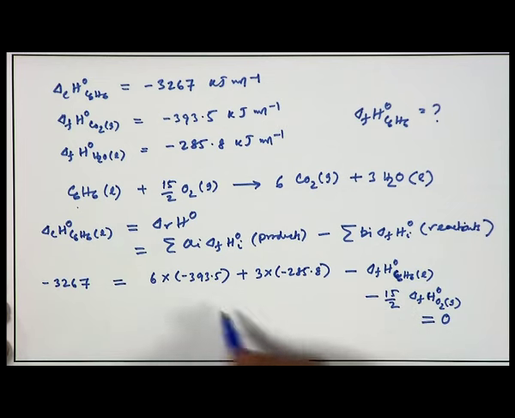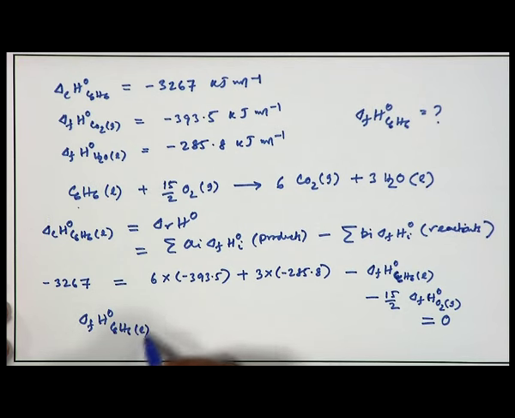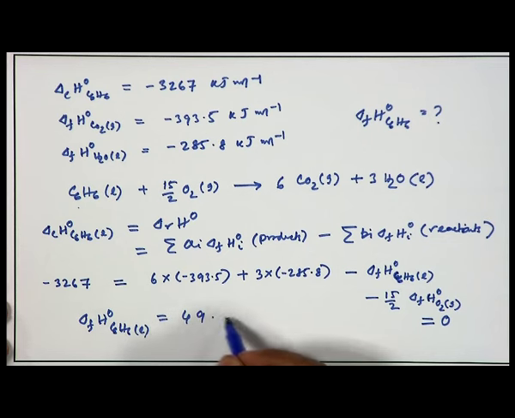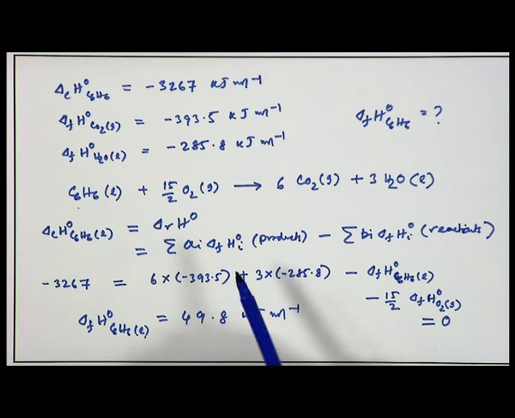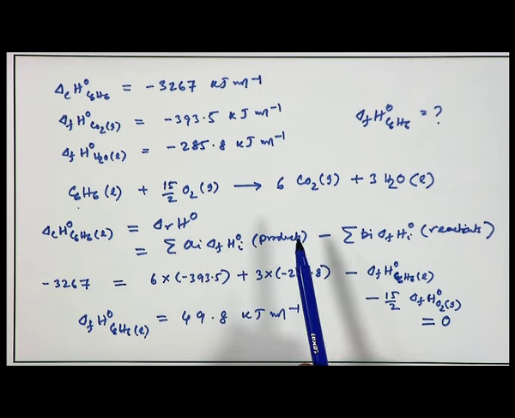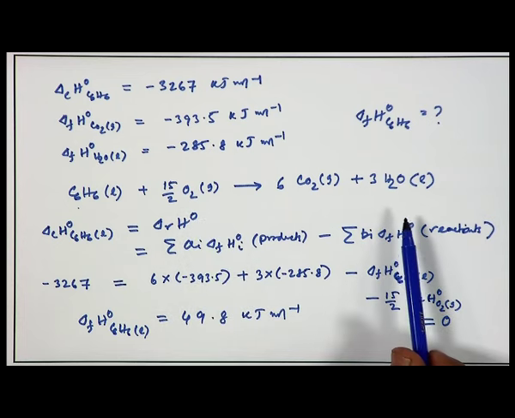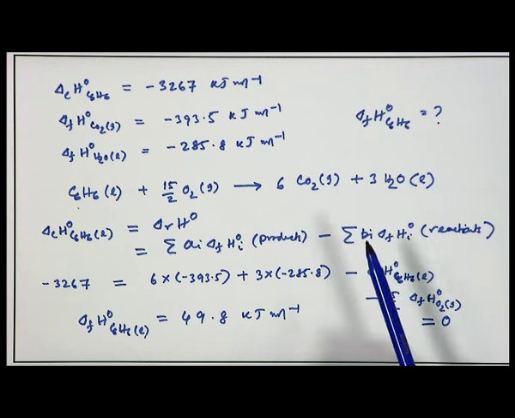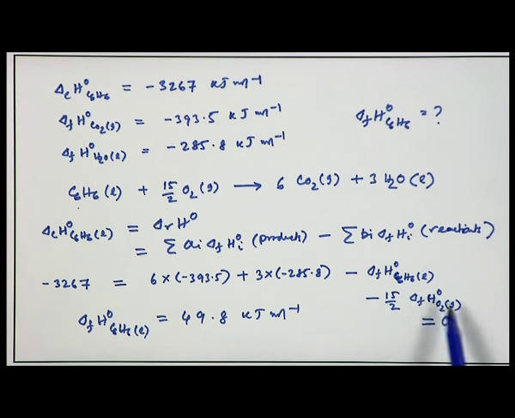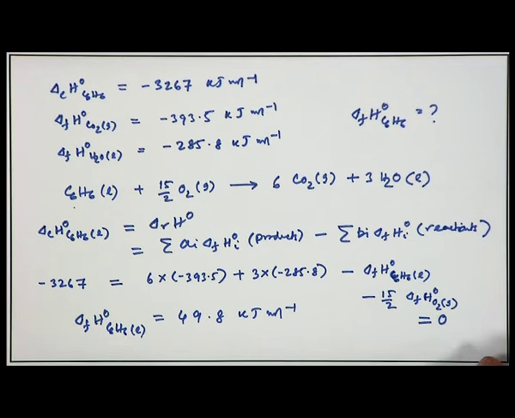You can rearrange and solve this, and you will find that it comes to around 49 kilojoule per mole. So, here you can see that if you know the heats of formation of the reactants and products, you can get the heat of reaction, the standard enthalpy of reaction, for any of the reactions involved. And just a reminder that the enthalpy of formation for compounds or substances in their reference state is 0.